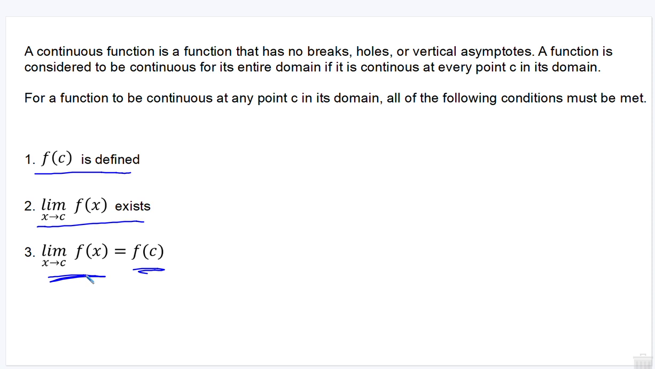And so there are three types of things that could happen at a point C for a function where we might have a discontinuity. So we're going to take a look at those three things on the next page and then think about which of these criteria it fails to meet.